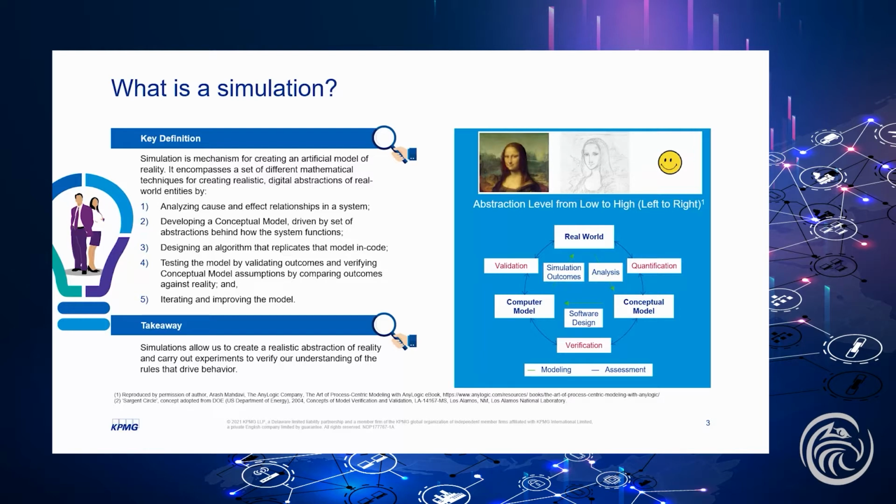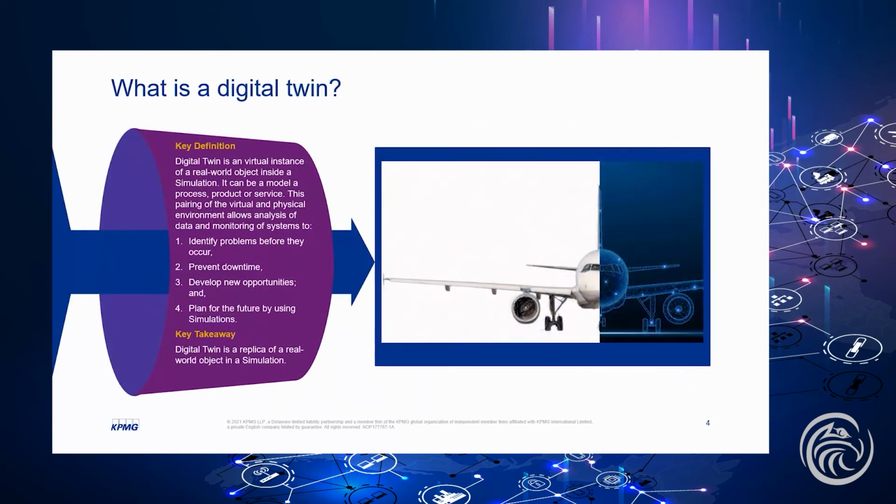Once built, simulations allow us to carry out a number of experiments and provide a way to safely try what we might not be able to readily test in the real world. And if something doesn't work, we simply reset and try again. Now, let's define digital twins. Simply put, a digital twin is a replica of a real-world object inside a simulation.